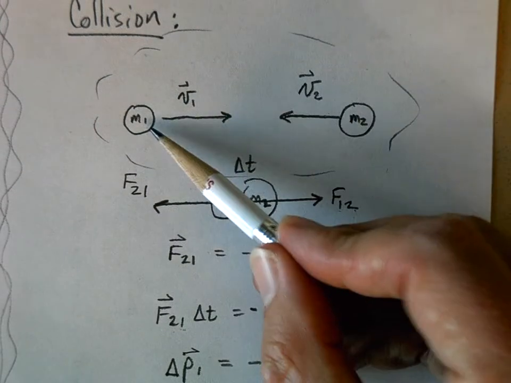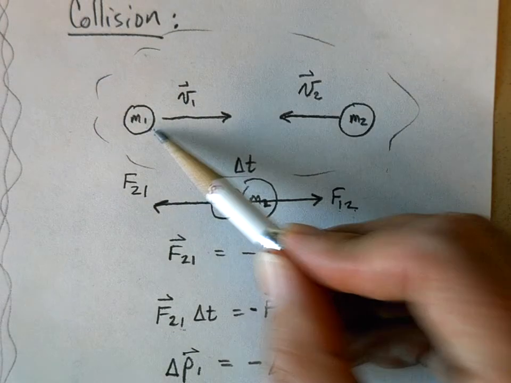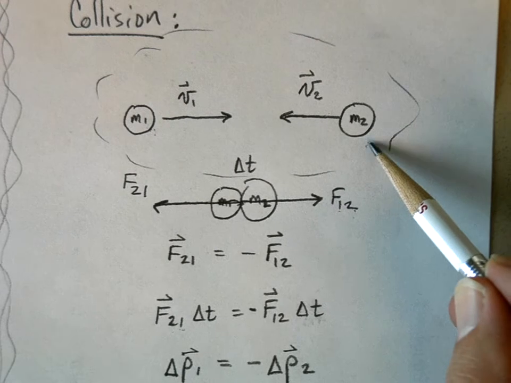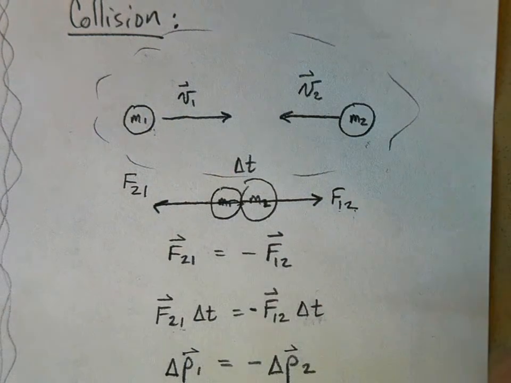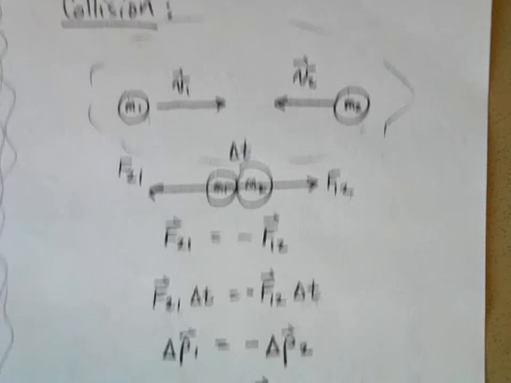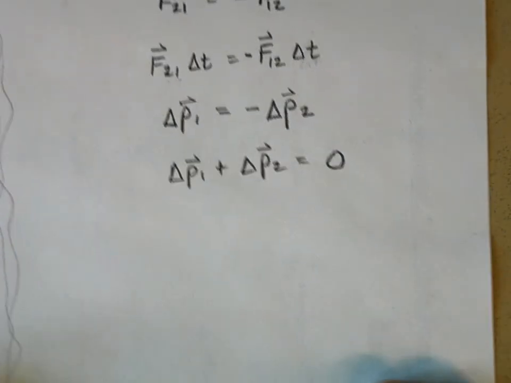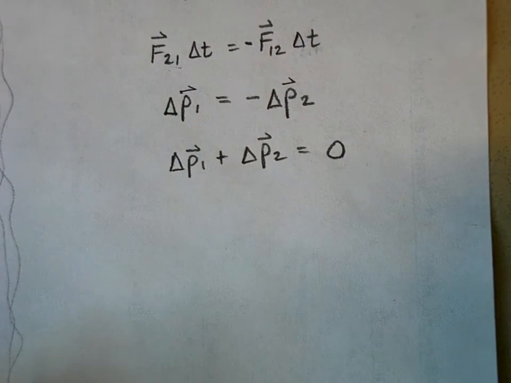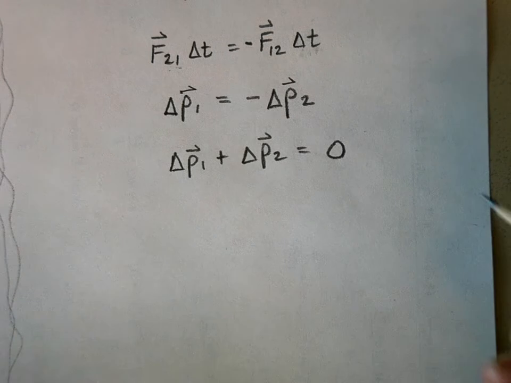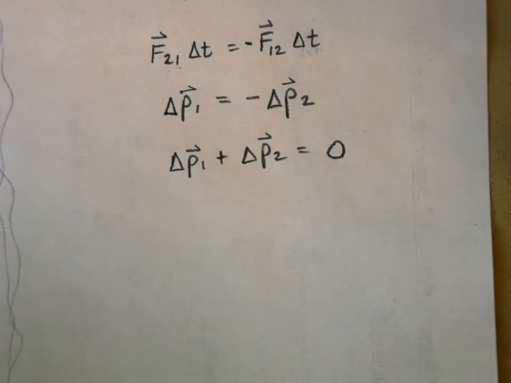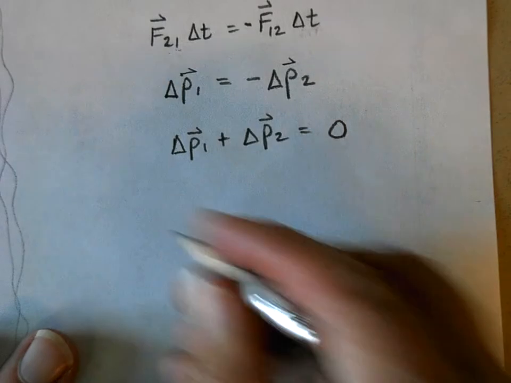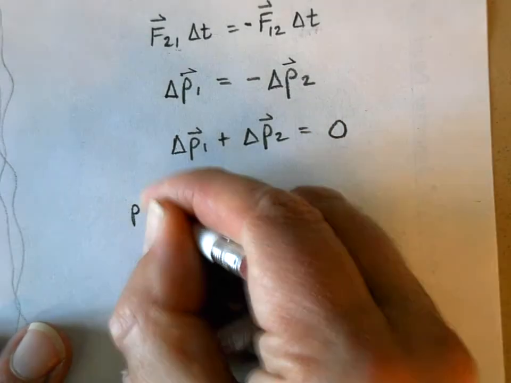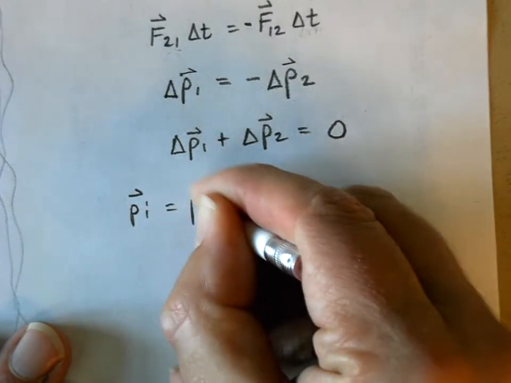Yes, this ball gets its momentum changed. And yes, this ball gets its momentum changed. But the changes are equal and opposite. So when you add up those changes, you get 0. This means that the total momentum you had in your system before the collision is equal to the total momentum you have in your system after the collision. In other words, P initial equals P final.